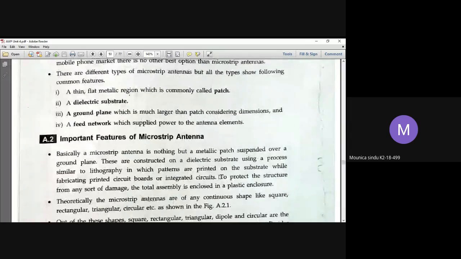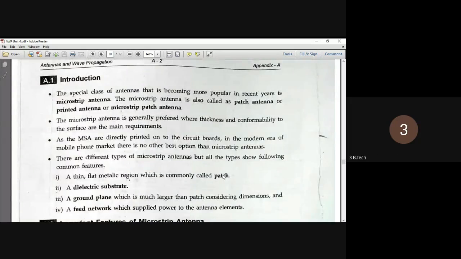And feeding methods in microstrip antennas are of 2 types, sir: contacting type and non-contacting type. Contacting is again divided into 2 types: line feed microstrip and probe feed microstrip. And now coming to the non-contact type, the proximity feed and aperture coupled microstrip.